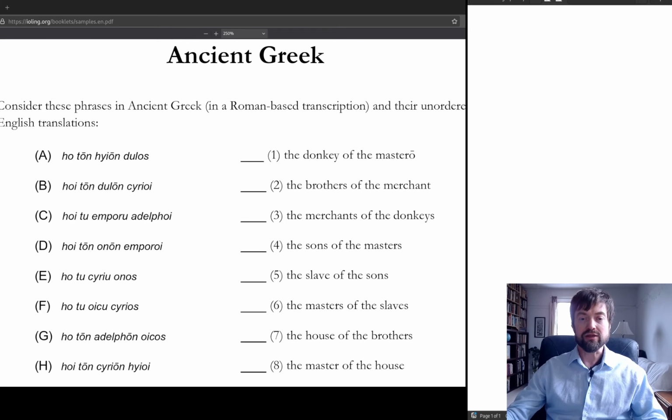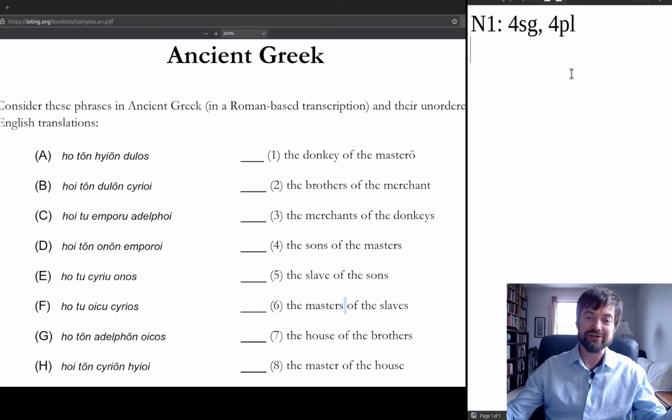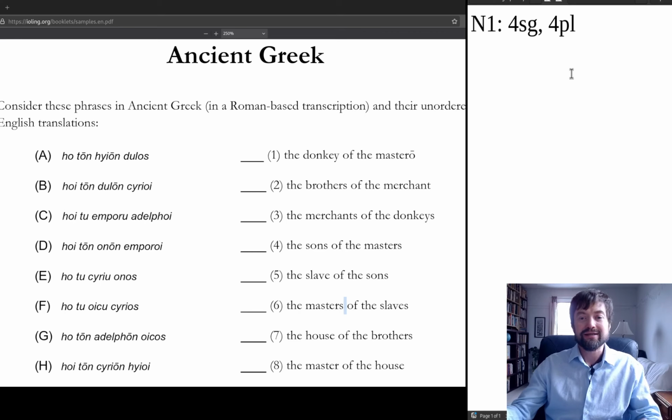So if we look at the first English word, the noun number 1, we can see that we have 1, 2, 3, 4 singulars. And then 1, 2, 3, 4 plurals. Okay, so this noun number 1 in the English has 4 singular, 4 plural. Now that's going to be hard because if they're 4 each, how can we tell them apart? That's not ideal.